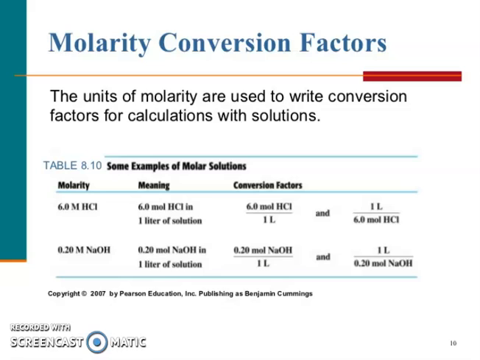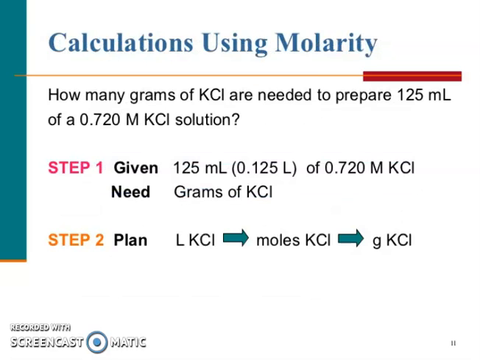Molarity conversion factors. The units of molarity are used to write conversion factors for calculations with solutions. You can see the molarity, meaning and conversion factor. 6 M HCl means 6 moles HCl in 1 liter of solution: 6 moles HCl divided by 1 liter, and 1 liter divided by 6 moles HCl. And 0.20 M sodium hydroxide means 0.20 moles sodium hydroxide in 1 liter of solution: 0.20 moles sodium hydroxide divided by 1 liter, and 1 liter divided by 0.20 moles sodium hydroxide.